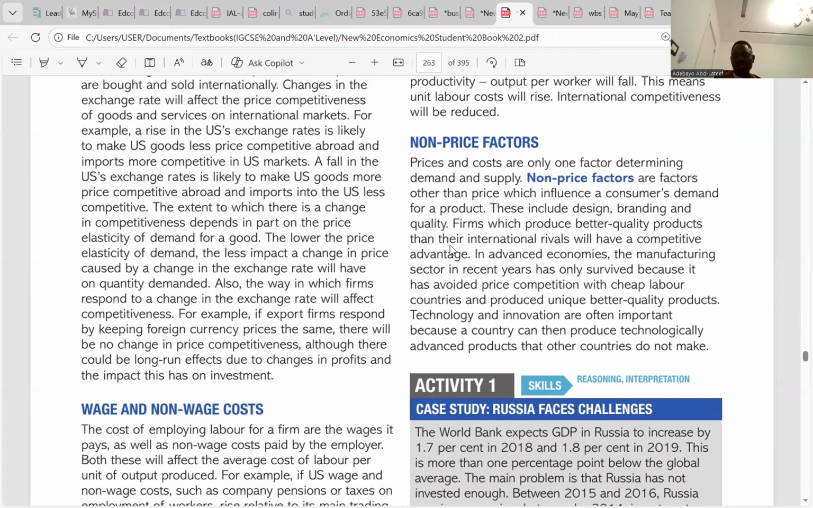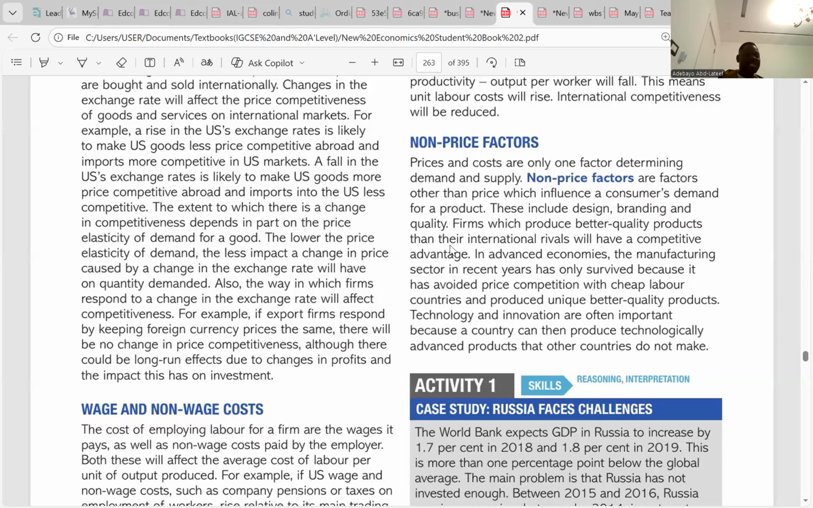In advanced economies, the manufacturing sector in recent years has only survived because it has avoided price competition with cheap labor countries and produced unique, better quality products. Technology and innovation are often important because a country can then produce technologically advanced products that other countries do not make.